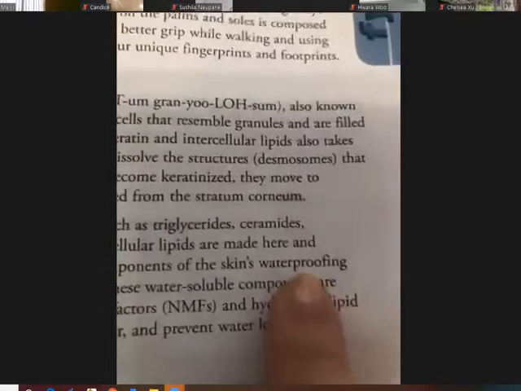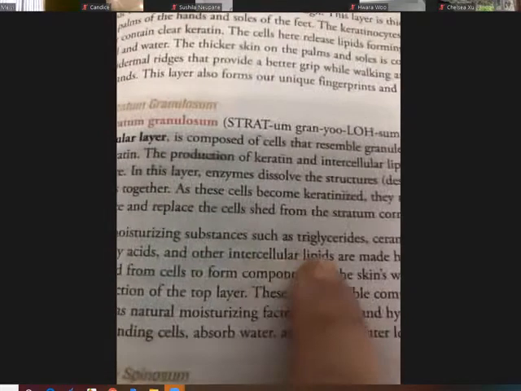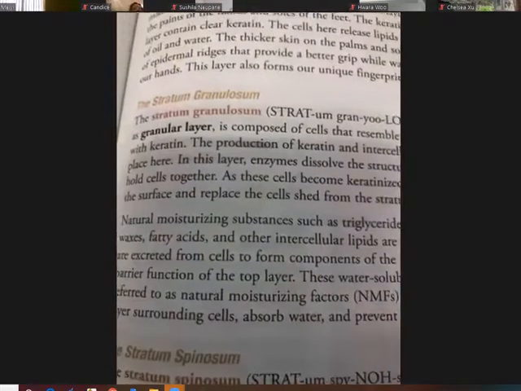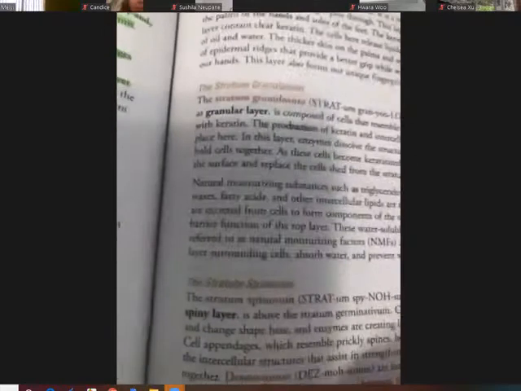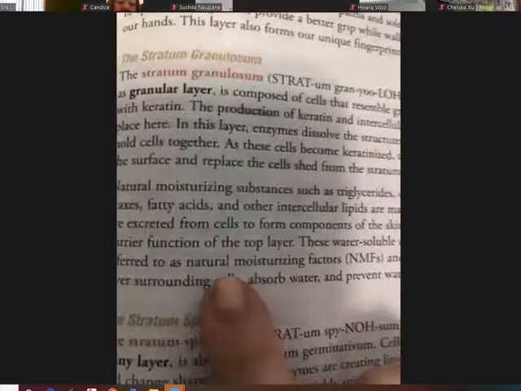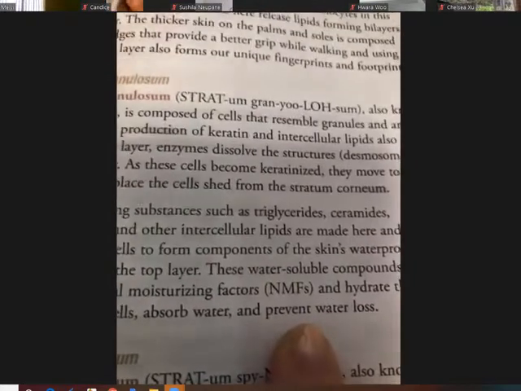All this that is produced on the third layer of cells makes our skin waterproof. That's why when you take a shower, water will not get into your skin. Our skin is waterproof because of all these things that are produced by the third layer of cells. Okay? Now, this water-soluble component is referred to as the natural moisturizing factor, NMF. It hydrates the lipid layer surrounding the cells, absorbs water, and prevents water loss. So this is also the layer that absorbs water.